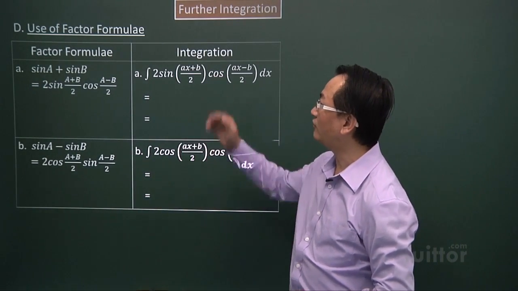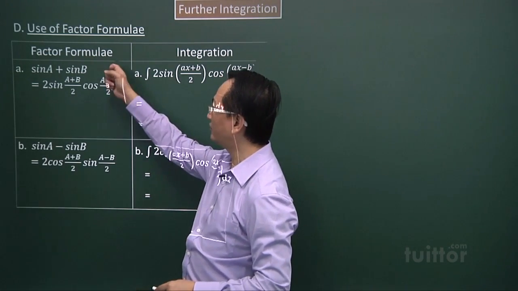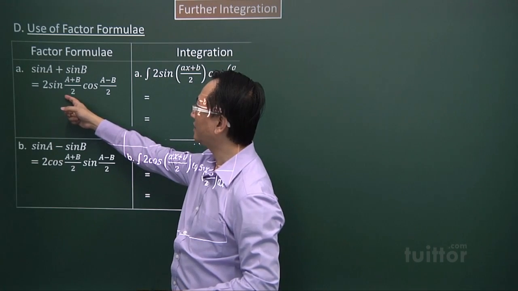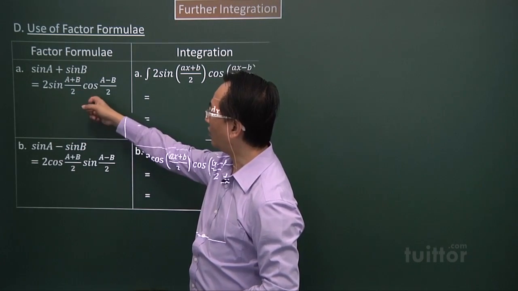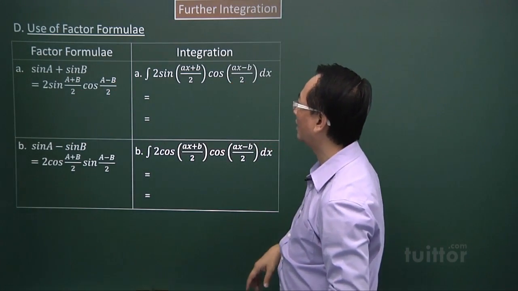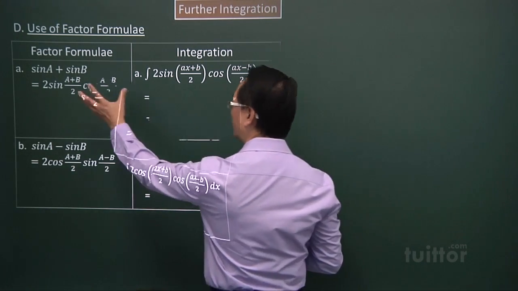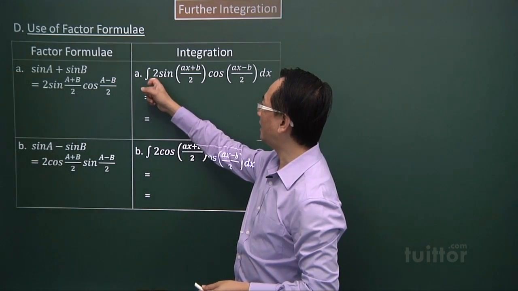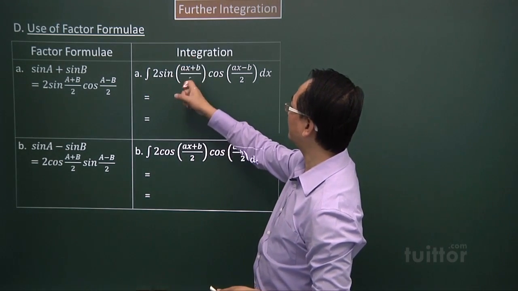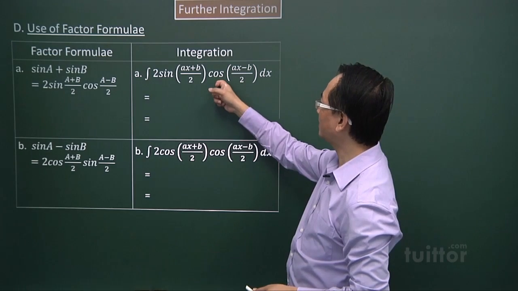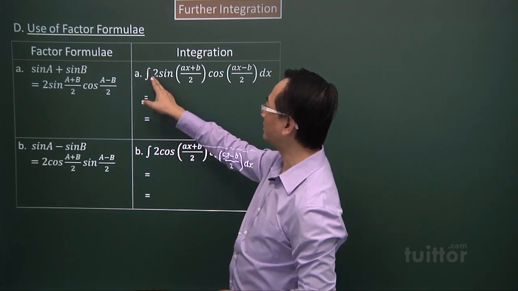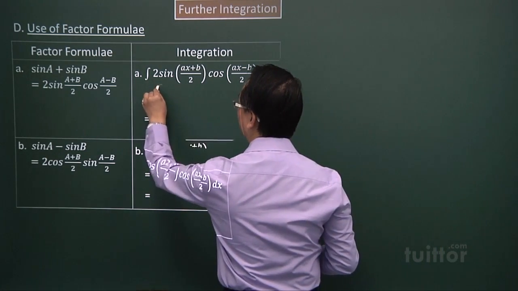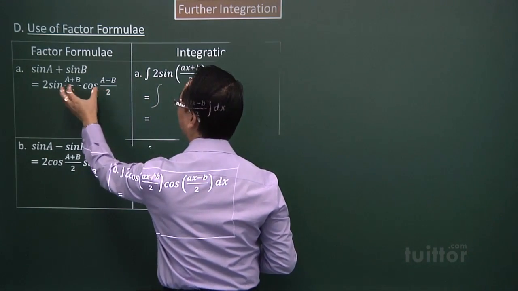Now we look at D, the use of factor formula, and this is given to you in the first one. We have sin A plus sin B equals 2 sin, the sum of the two angles divided by 2, and then cos, the difference of the two angles divided by 2. Normally, if this is to be used, then in the question itself I would have either sin of the sum of the angles divided by 2, cos of the difference of the two angles divided by 2, or some other arrangement, maybe a fractional expression. So the way to deal with this would be to string this back into this.